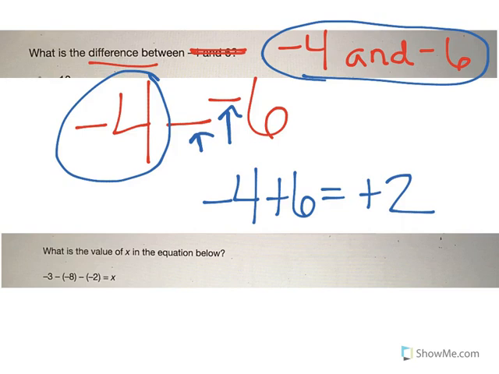All right, so let's look at the last problem we're going to do on this video. What is the value of x in the equation below? So now we don't have to solve this algebraically. The variable is already on the right-hand side. So all we have to do is follow the order of operations and actually add or subtract whatever they're telling us to do. So let's look at this.